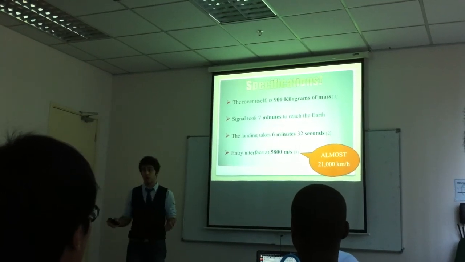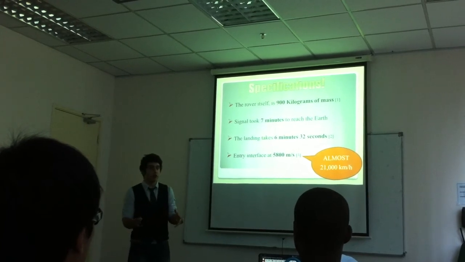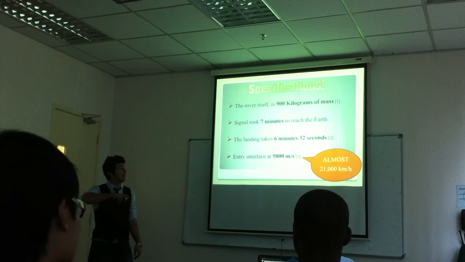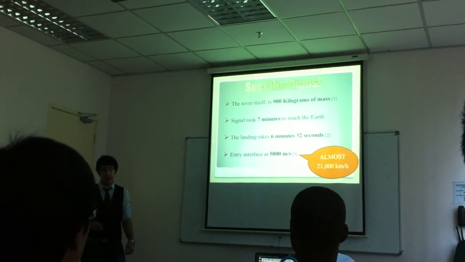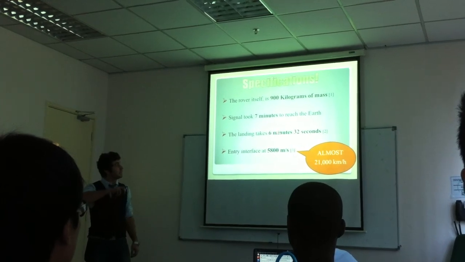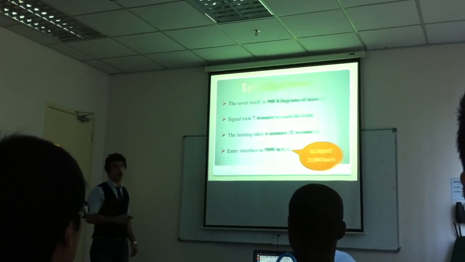I'm sure all of us either drive here or have been in a car. A typical car goes at about 120 kilometers per hour, right, on the highway. This is 21,000 kilometers per hour. That's how fast it is. And it needs to stop from this speed in just 6 and a half minutes without a pilot aboard.